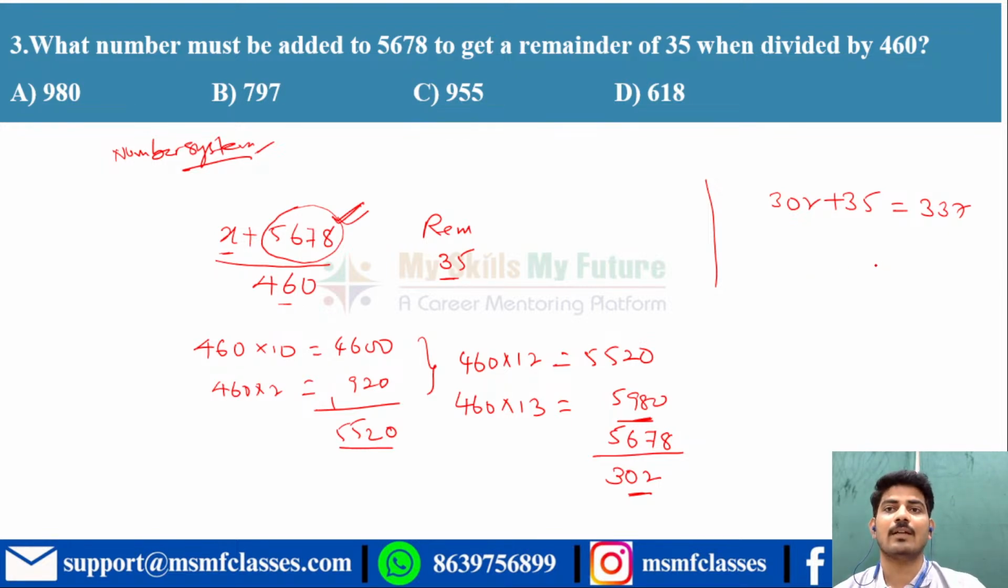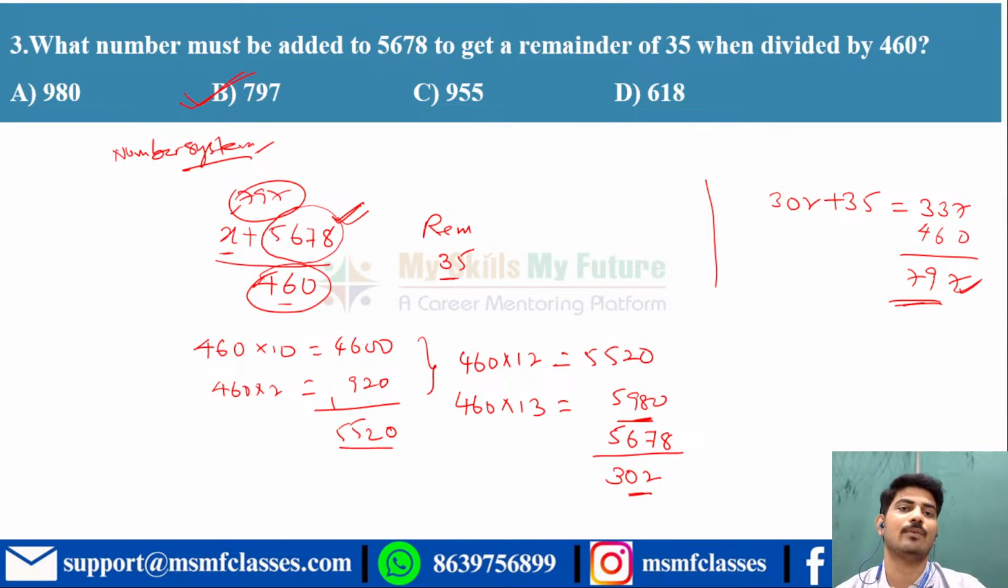In order to get the number which has to be added, we need to add this dividend value, that is 460. If I add that 460, it will be 797. So this x value will be 797. The correct answer for this problem will be 797. If I add 797 to 5678, it will give me a remainder of 35.